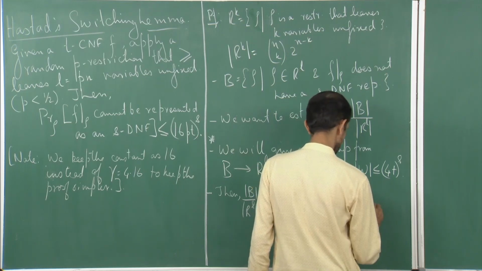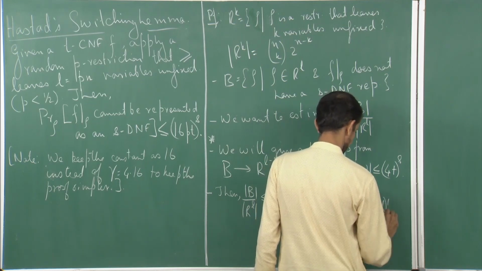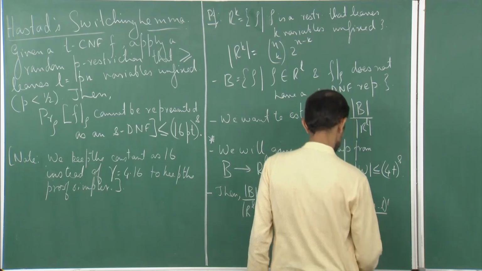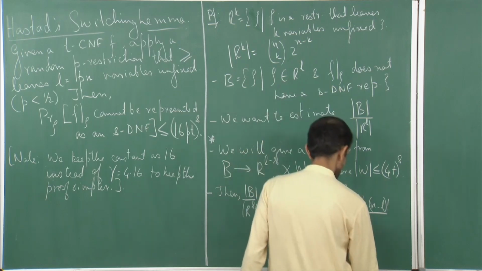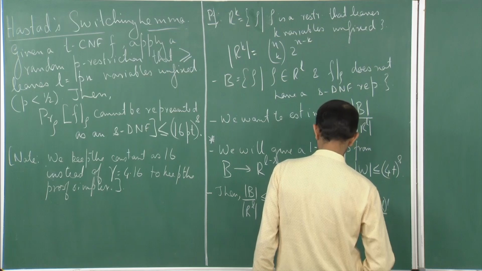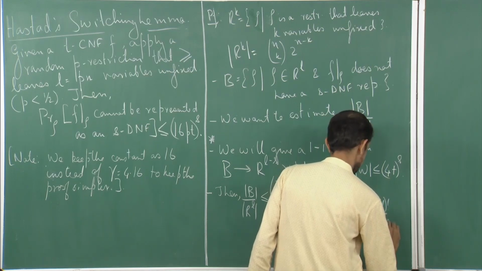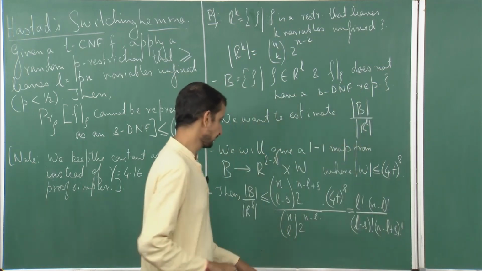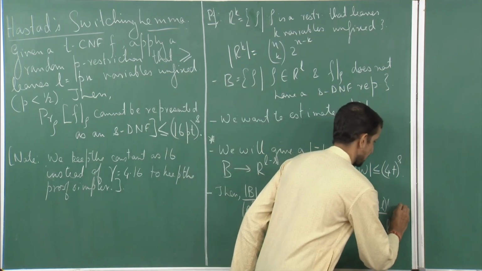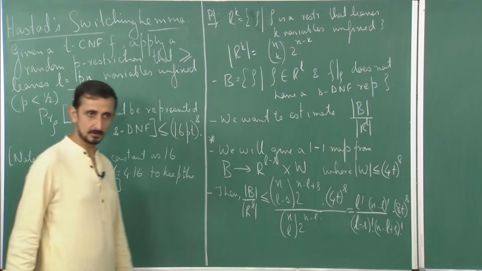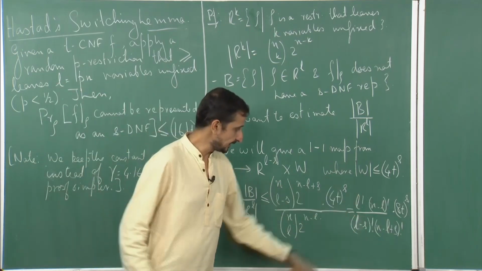L factorial into N minus L factorial divided by L minus S factorial times N minus L plus S factorial times 8t to the power S. Okay. How can I represent this?